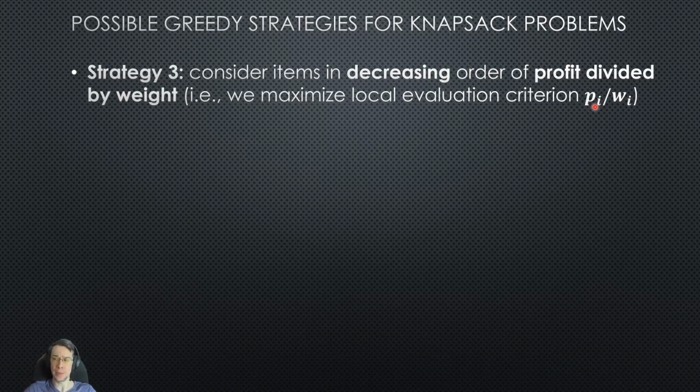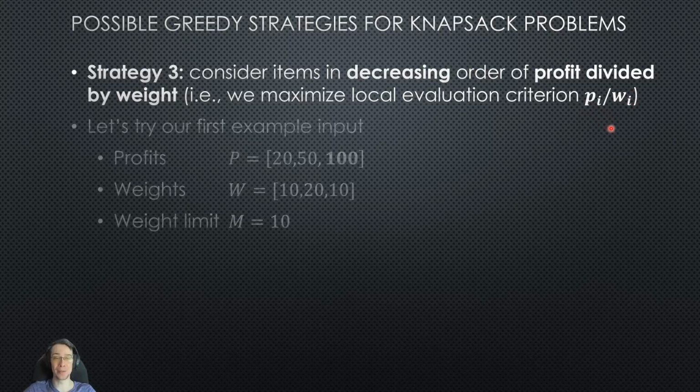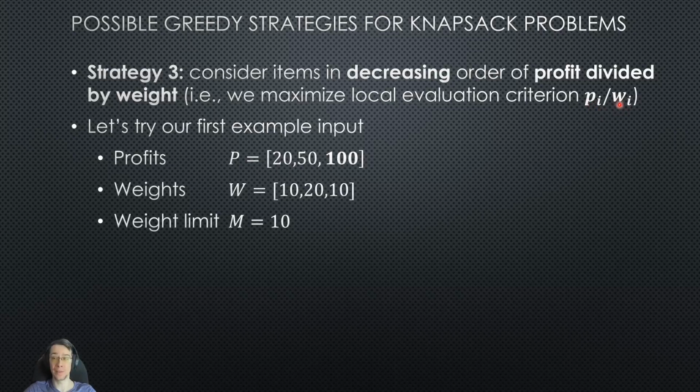And it should be a clue that this criterion actually involves both profit and weight and doesn't just ignore one of them. Although, of course, there would be ways that you could construct local evaluation criteria that would use both of these terms and yet be suboptimal. Okay, so let's look at our previous two examples and see if this strategy makes the correct decisions on those two.